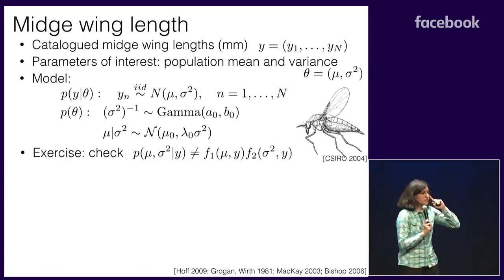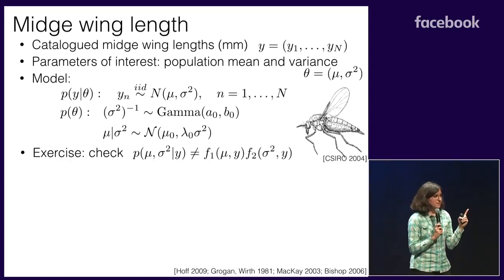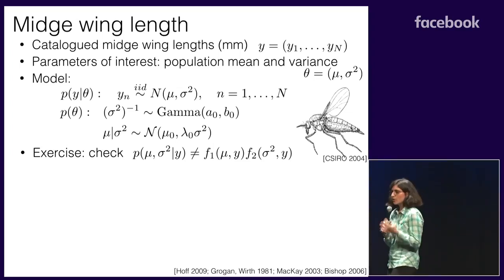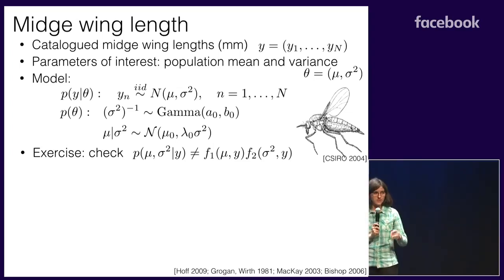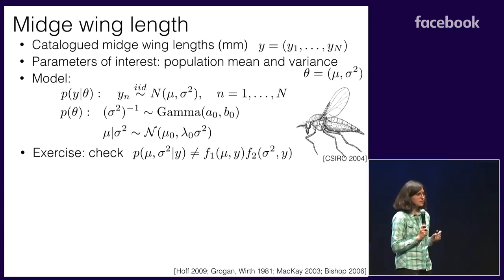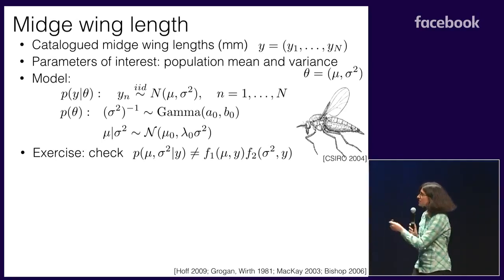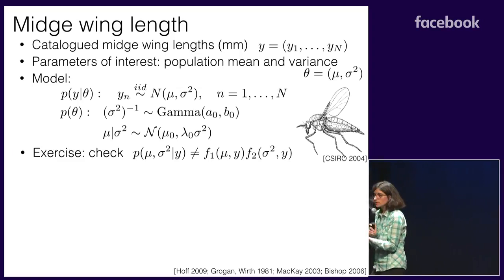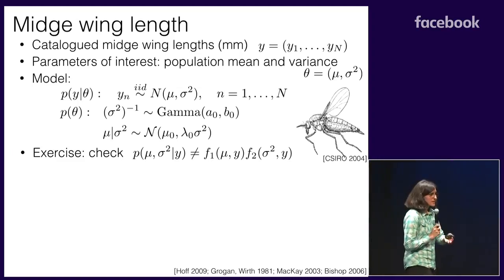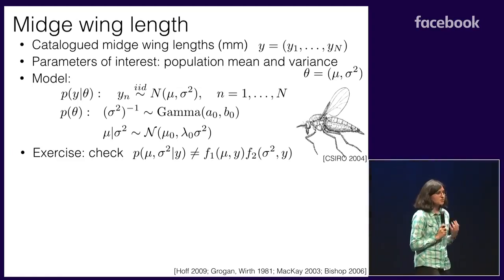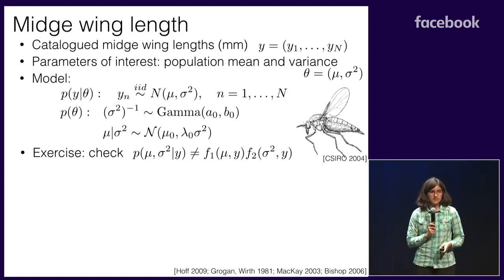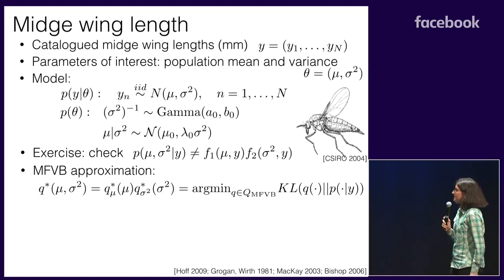Okay, so something else that you should be very aware of and definitely take the time to realize is that the mean field assumption does not hold in the model. It is not a modeling assumption. Here is already a very simple case where you can immediately check that the posterior does not factorize into some function that depends only on mu and some function that depends only on sigma squared. That's not the case. There is no mean field assumption in the model. It's only in the approximation.